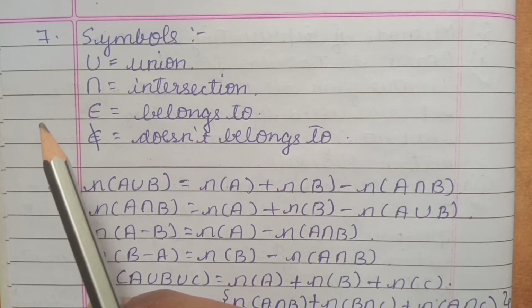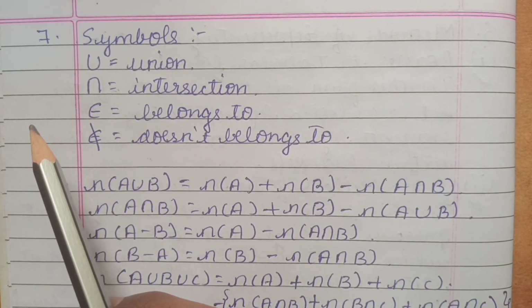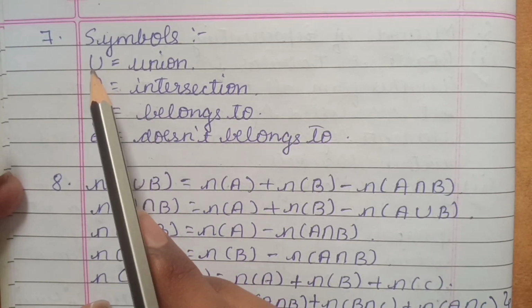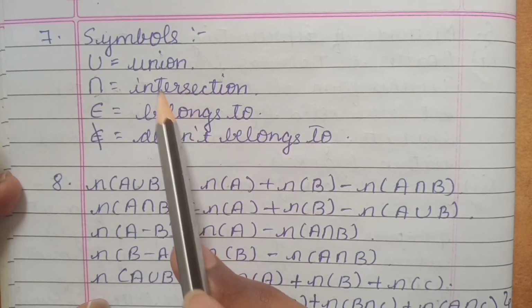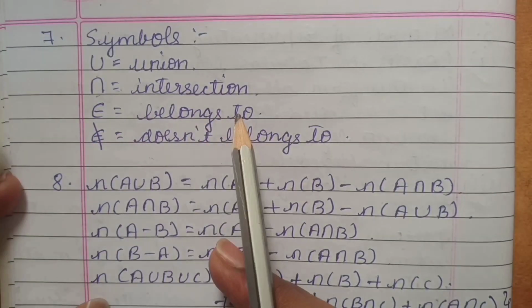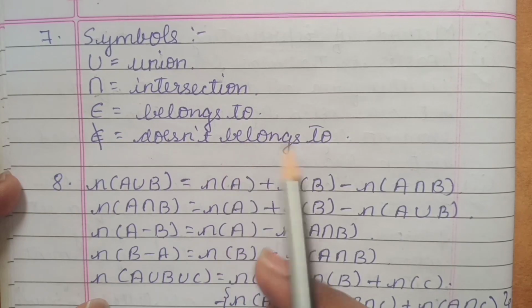Now we'll look into the symbols which will be used in the exercise questions. This symbol is said to be union and the inverted one is said to be the intersection. This means belongs to. This means does not belong to.